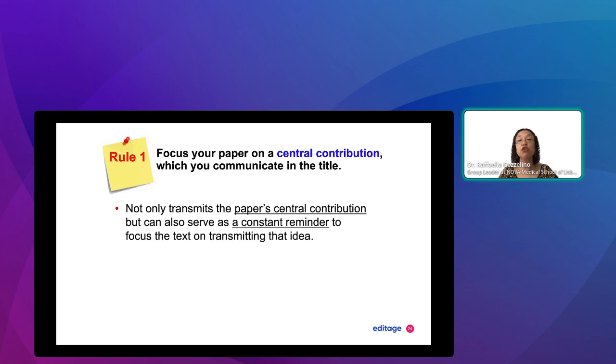So regarding the rules that I was talking about before, we can start by rule number 1. Focus your paper on a central contribution which you communicate in the title. And this is why the title is very important, because it starts the communication. It starts showing the reader what your proposal or your paper is about. And it's very important because indeed the people that look for your paper immediately spot the title. So you need to transmit the central contribution, but also serve as a reminder to focus the text on transmitting the idea that you would like the reader to have as a take-home message.